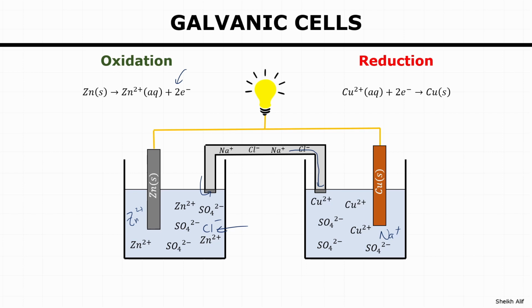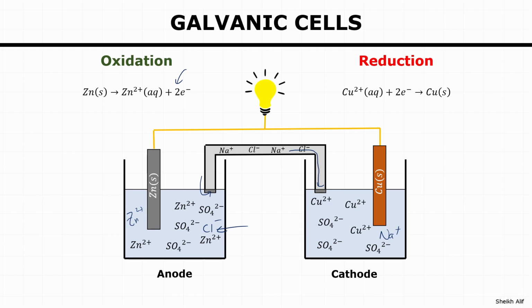And just a little bit of vocab. The side where the oxidation occurs is known as the anode, and the side where the reduction occurs is called the cathode. So an anode and a cathode both make up a galvanic cell. And remember, in an anode, the oxidation reaction occurs, and in the cathode, the reduction reaction occurs. And that was it for galvanic cells.